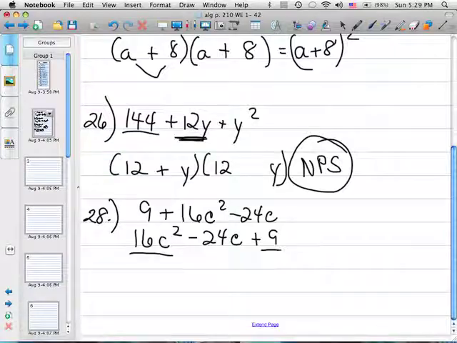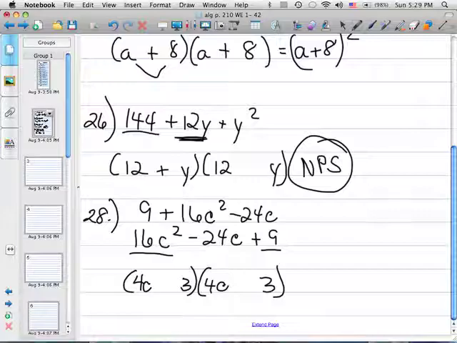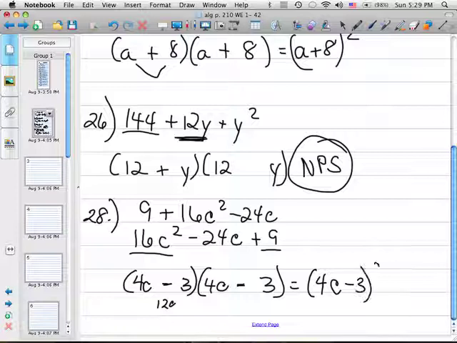Now looking at the ends, I can see they're perfect squares. Square root of 16c squared is 4c. And the square root of 9 is 3. If I take 4c times 3, I get 12c. And I see that negative 24 is twice that, and it's negative. So it is a perfect square trinomial, and I can rewrite it as 4c minus 3 quantity squared.